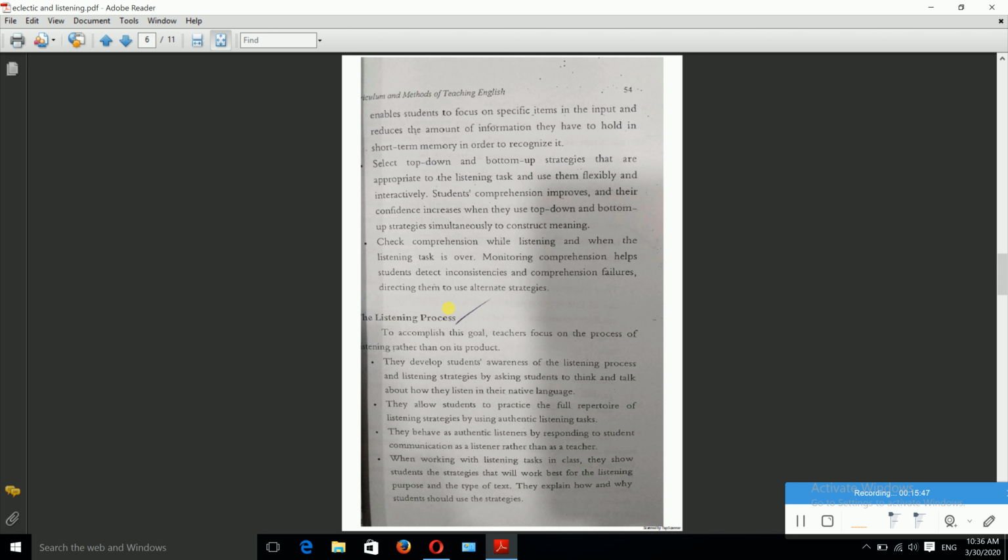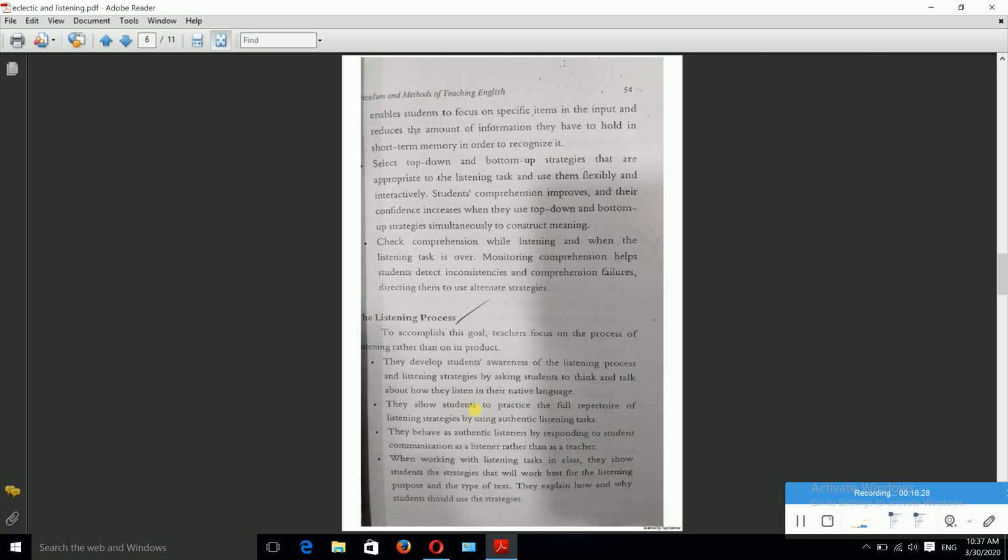The listening process. To accomplish this goal, teachers focus on the process of listening rather than on its product. We must focus on what happens within the listening process, not on the final product. They develop students' awareness of the listening process and listening strategies by asking students to think and talk about how they listen in their native language. Here they develop awareness during the listening process, through questions asked to students about listening.